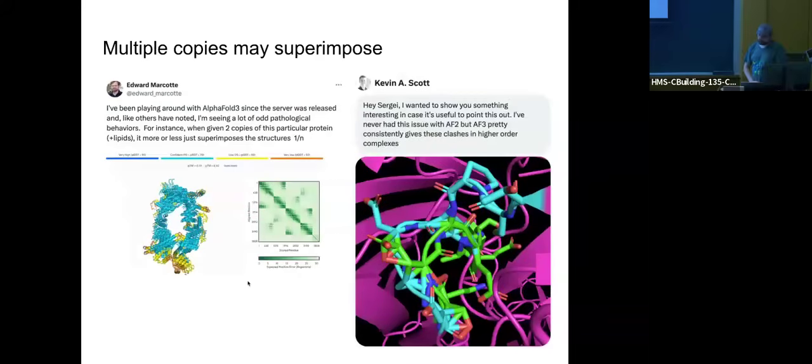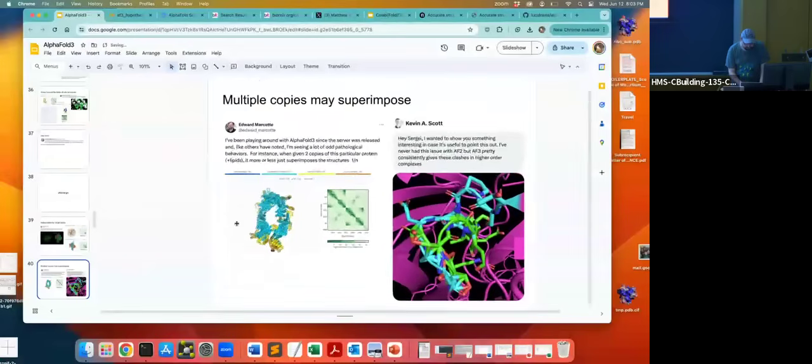I have a question. Oh yeah, go ahead. So if we don't have experimental data, how can we be sure whether it is a wrong structure or a real structure that might exist in the world?